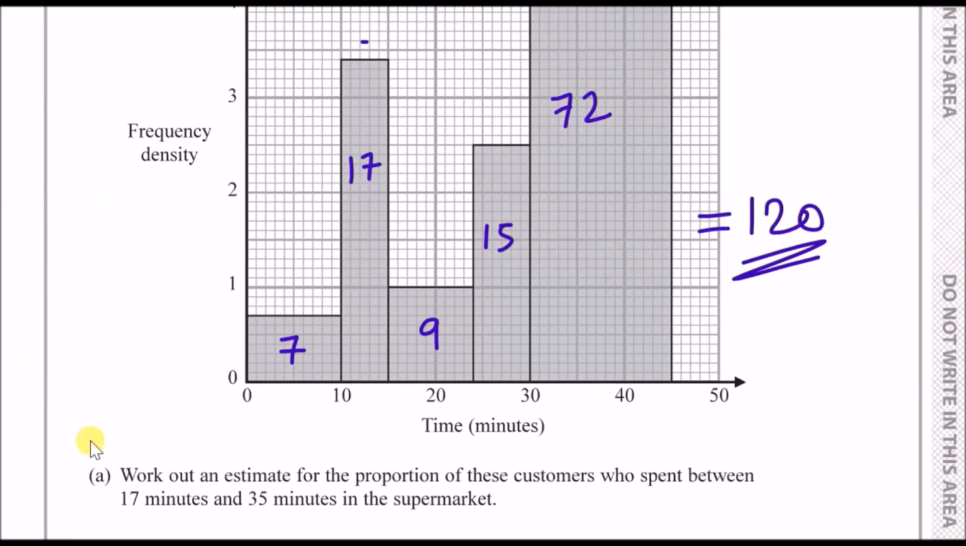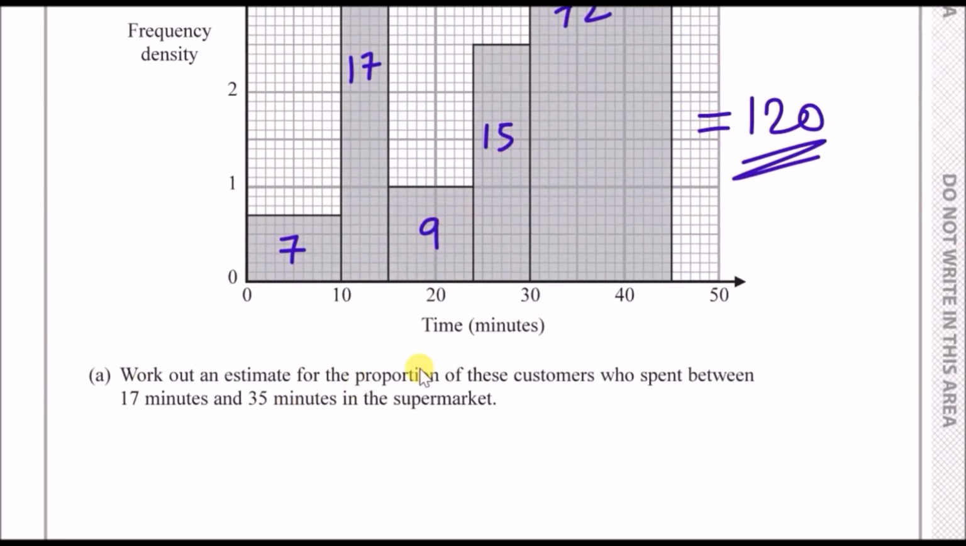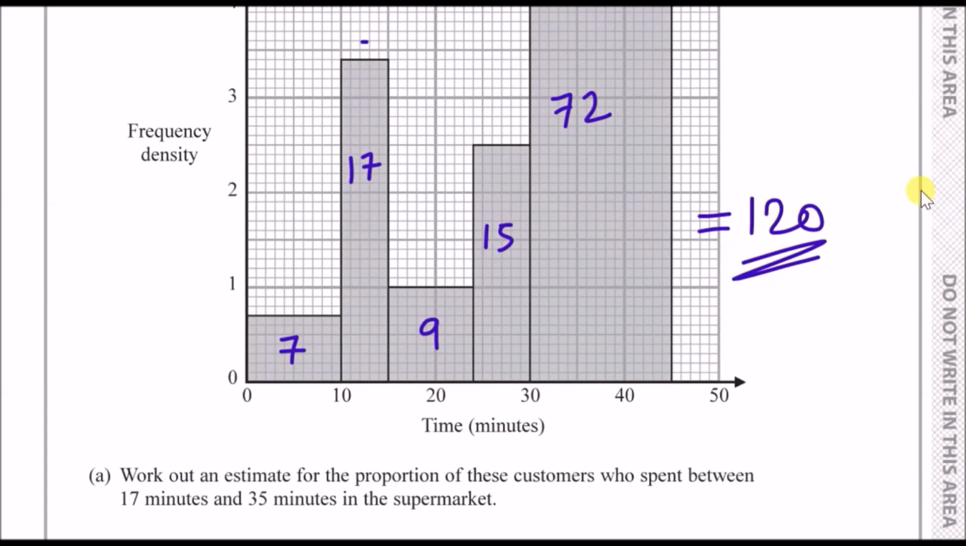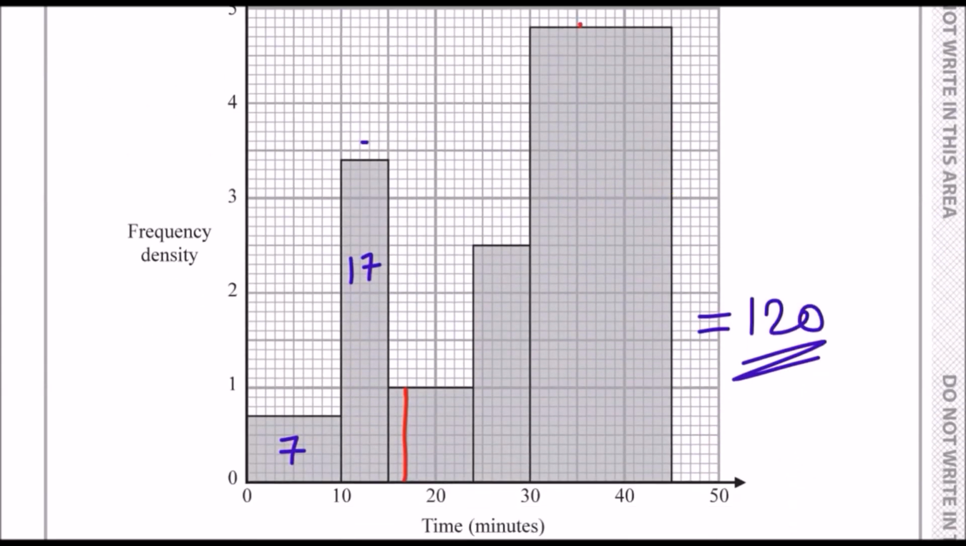So going back to the question, they want us to find the proportion of customers that spend between 17 and 35 minutes, okay? So we just need to find out where 17 is and where 35 is. So just delete these numbers for a second, guys. Well, we can see that 17 is somewhere over here, yeah? So it's actually close to 20. And we know that 35 is actually here. So this long line going up. So this long bar here. Okay, so just doing it carefully.